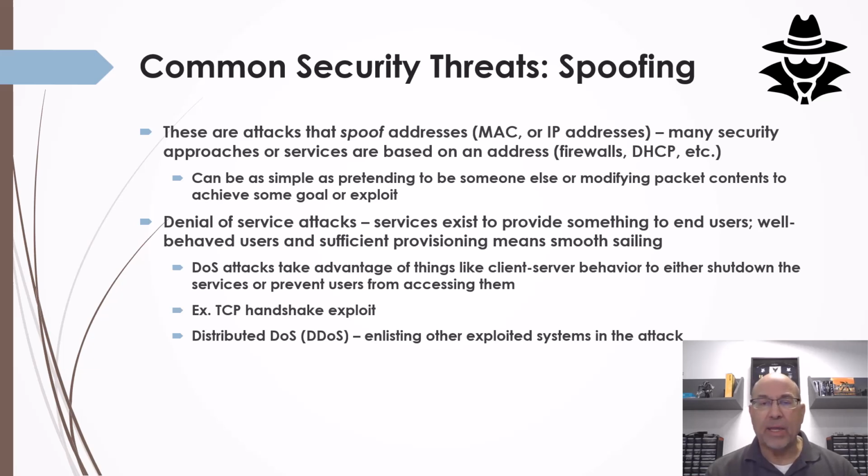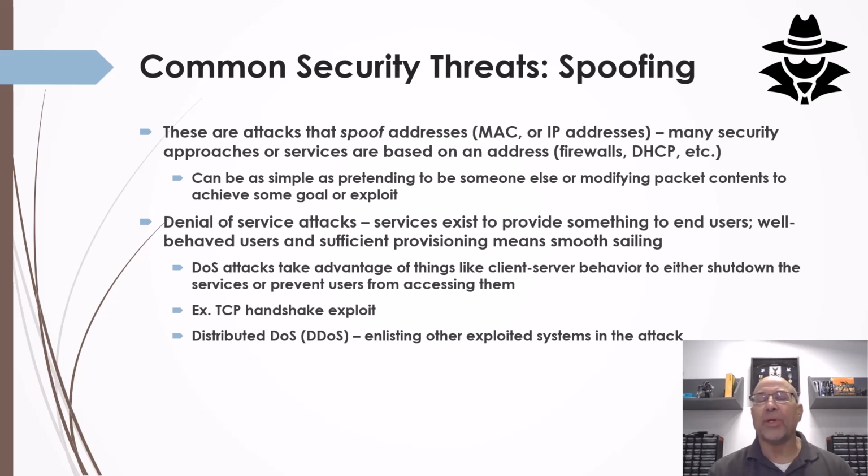Now, there are many, many approaches that are based on address security. So a firewall rule or an access control list like we just did, those would be based on IP addresses. But we also have MAC address ACLs. Right? Those are numbered 700 to 799. But even things like wireless security can be based on your MAC address.